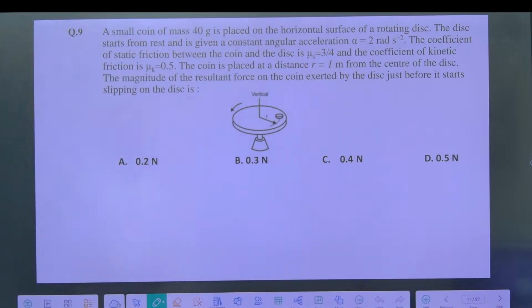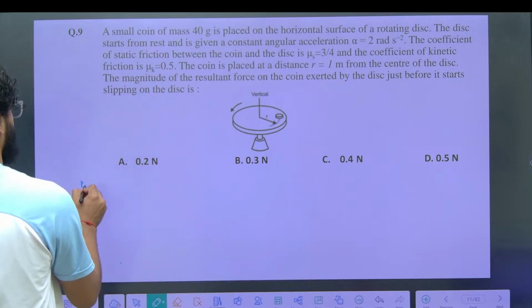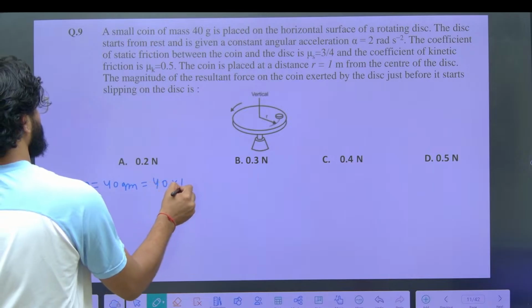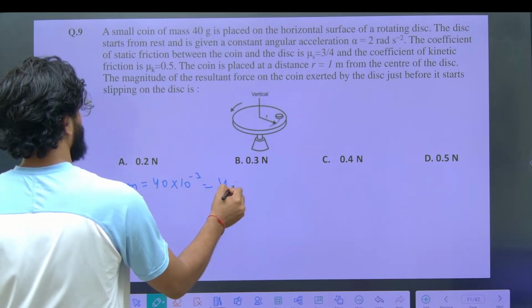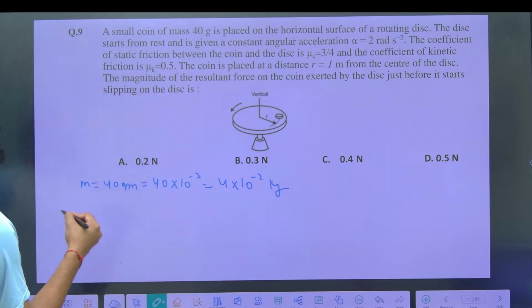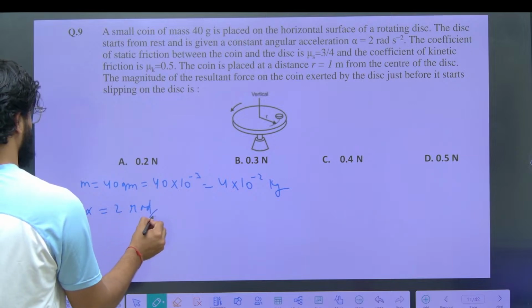Question number 9. A small coin of mass 40 gram is placed on the horizontal surface of a rotating disc. The disc starts from rest and is given a constant angular acceleration. Okay, we can write a few data. Mass is 40 gram, and if needed we will write it as 4 into 10 power negative 2 kg. We should always write everything in SI unit. Yes, so this is given as 2 radian per second.